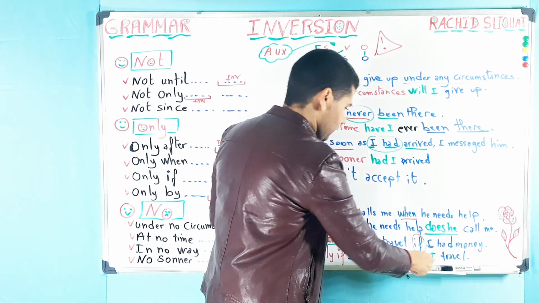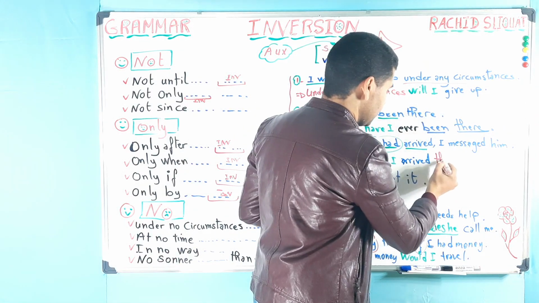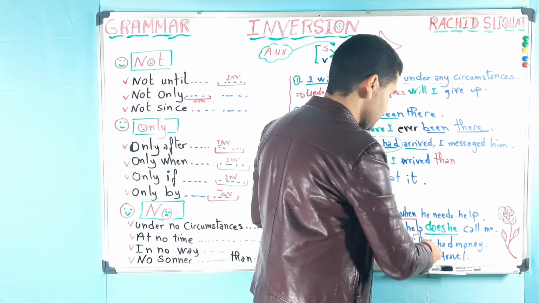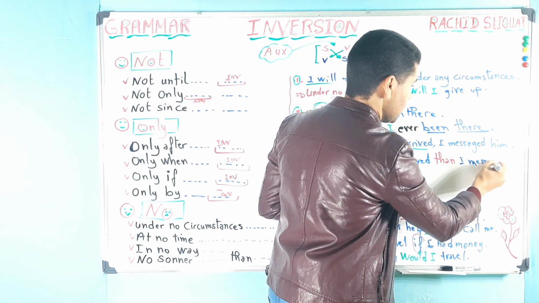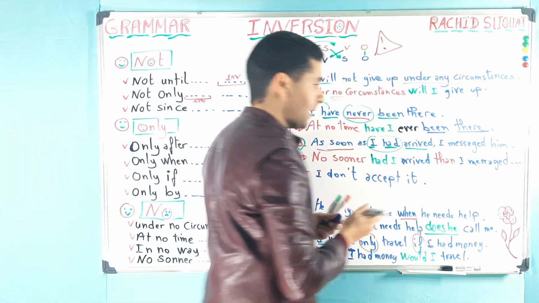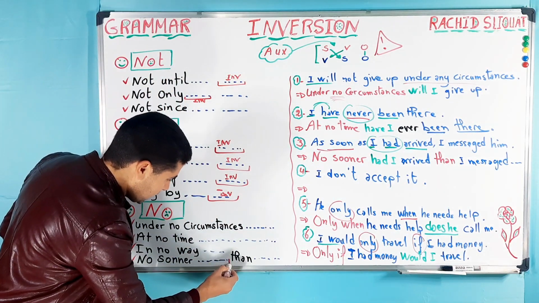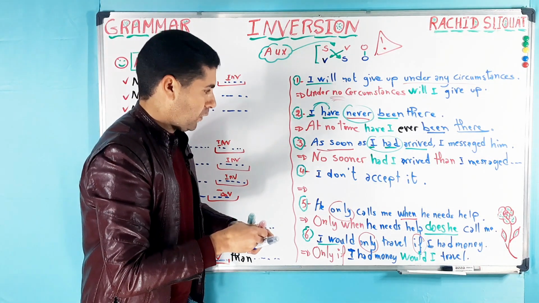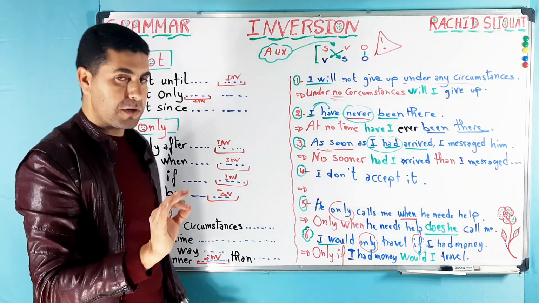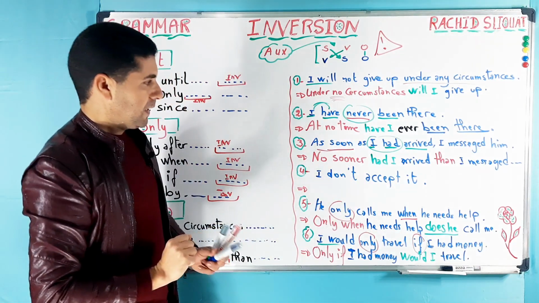Now here we have to add another word, which is then. Then I messaged him. So as you can see, here inversion is in the first clause. No sooner had I arrived, then I messaged him. Keep this in mind.